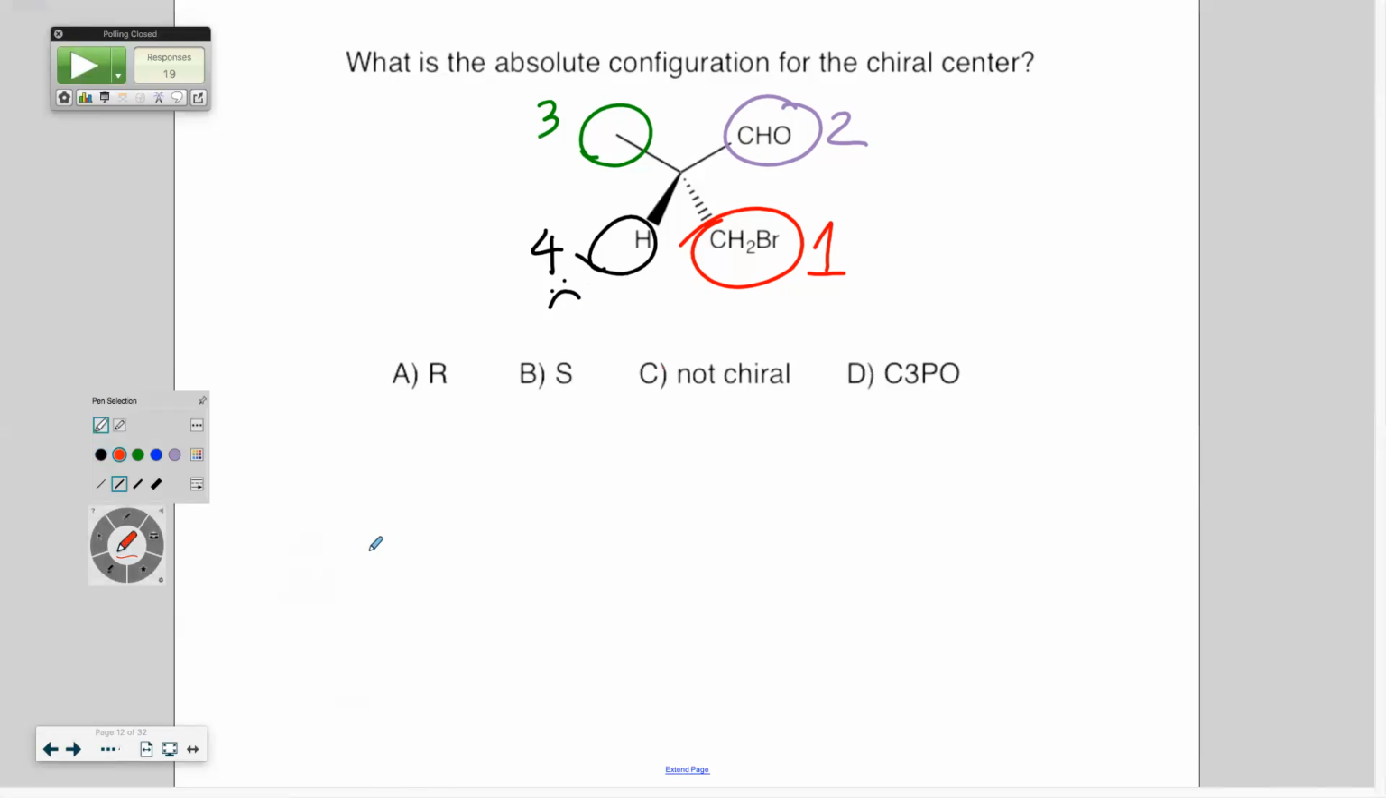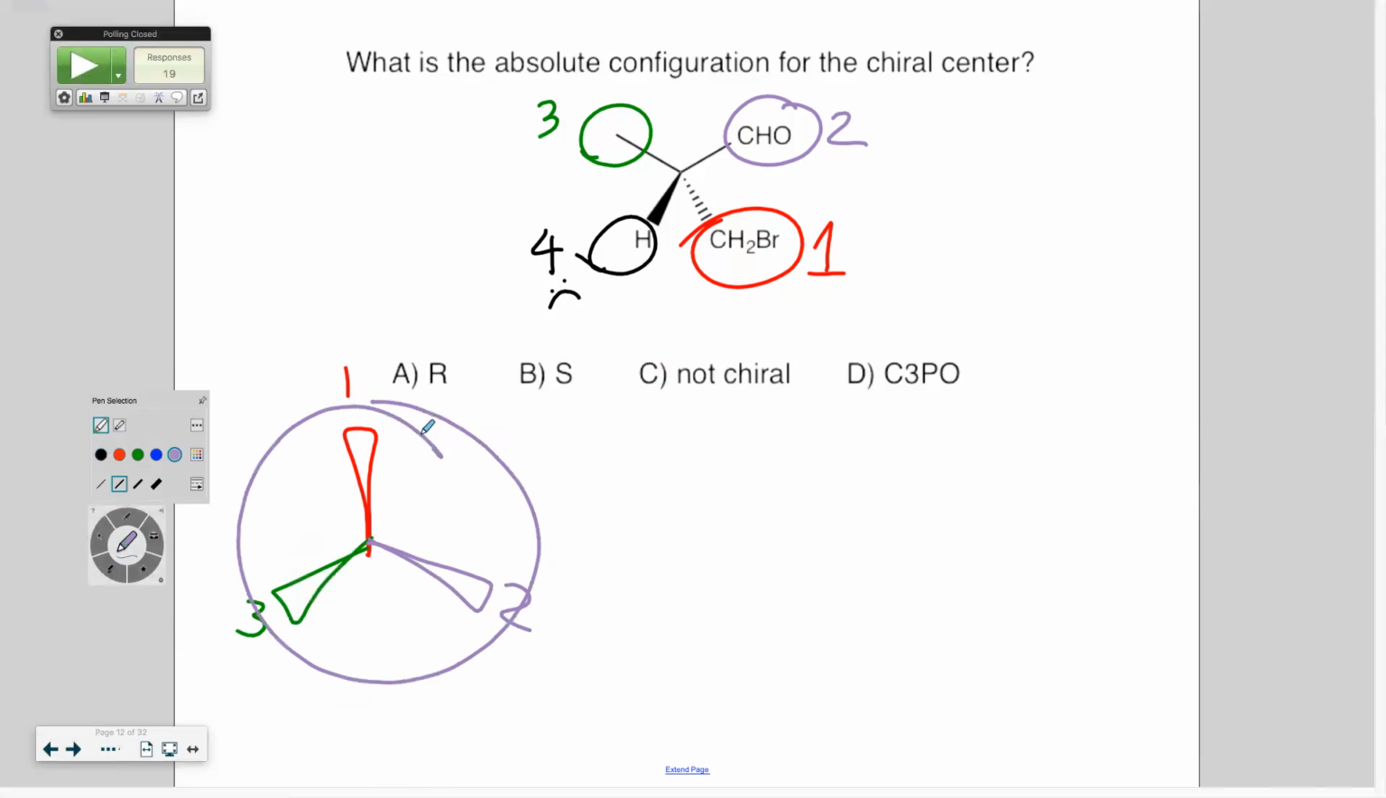Don't be spinning it. All right, so here's 1. That's 3, and purple was 2. Put S. So what did we get? Is that clockwise or counterclockwise? Clockwise. All right, that doesn't make any sense. Why? What part doesn't make sense?